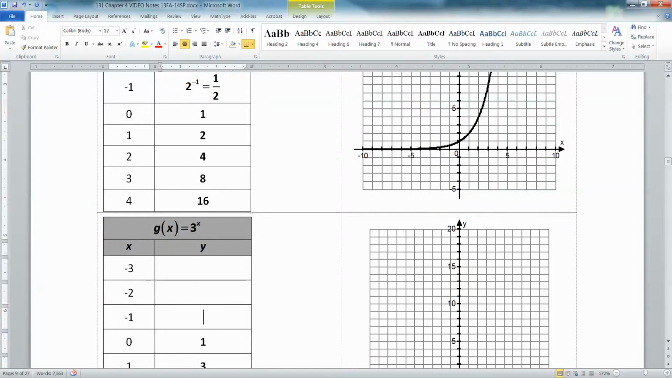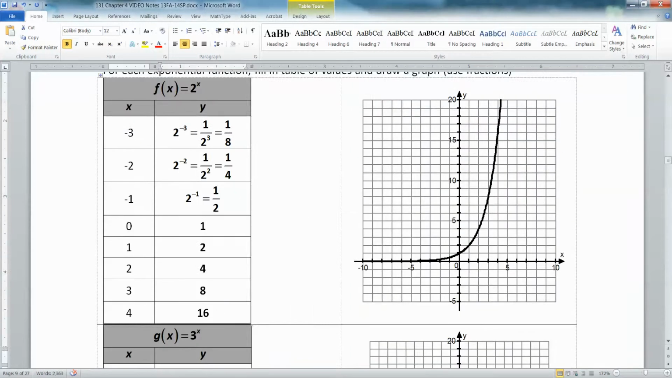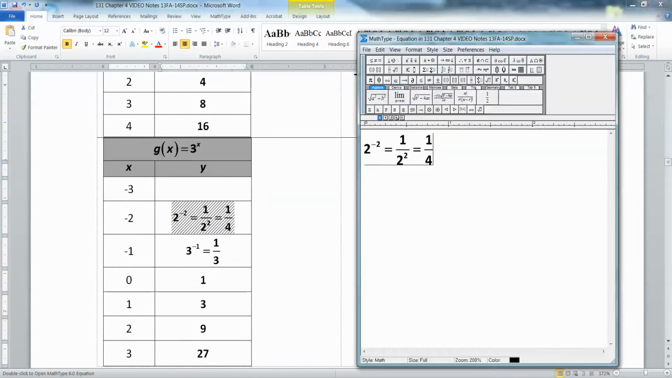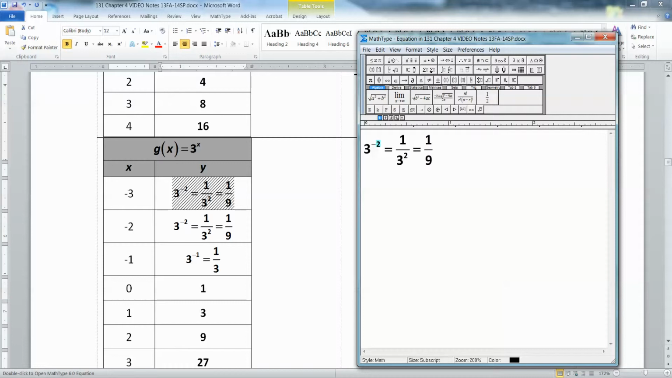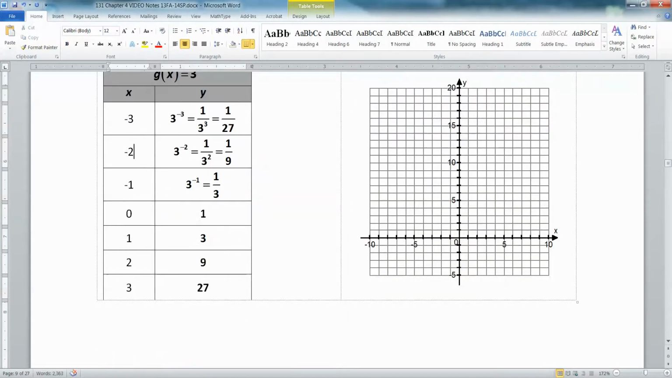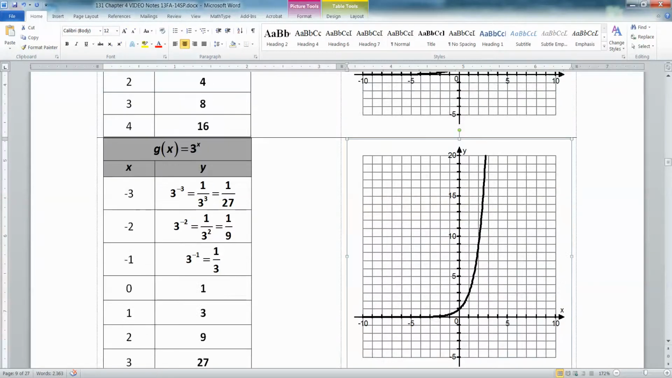For these ones, though, let's use the old trick of 3 to the negative 1, that's 1 over 3 to the 1. 3 to the negative 2 would be 1 over 3 squared, which is 1 over 9. 3 to the negative 3 is 1 over 3 cubed, which is 1 over 27. All right, now we're going to graph that graph. So I'll be right back with that graph. And there it is, like that.